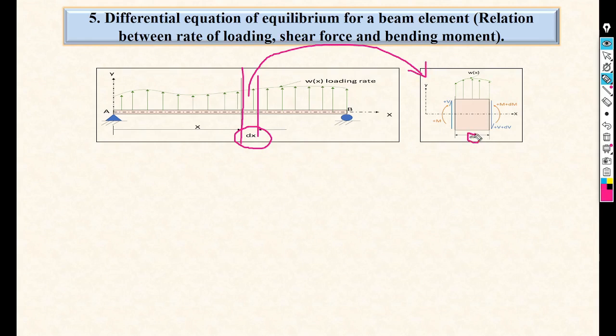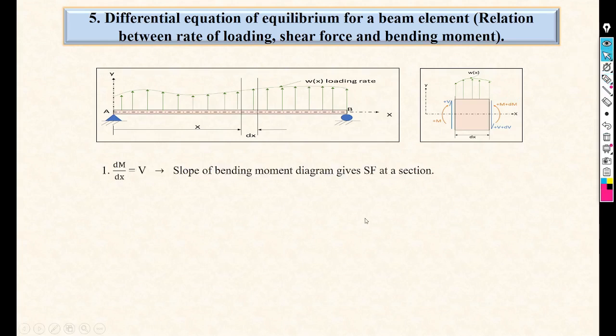On this small element dx, shear force and bending moment will be produced. If we consider the left side, there is positive shear force and positive bending moment, and as differential quantities on the right side, just consider V plus dV and M plus dM. So this is the small element that we have considered, and we will start with the differential equations.